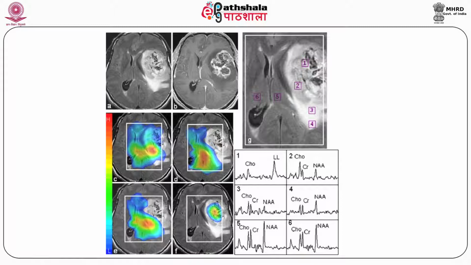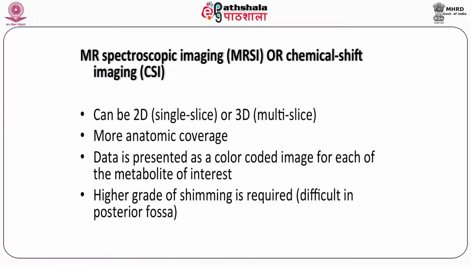MR spectroscopic imaging, MRSI, or the chemical shift imaging. Here we can acquire a 2D, a single slice, or a 3D multi-slice image. Here a more anatomical coverage is acquired. Data is presented as a color coded image for each metabolite of interest, which is visually pleasing. A higher grade of shimming is required, and it is especially difficult in posterior fossa lesions where there is a lot of bone and the compartment is a very small area.